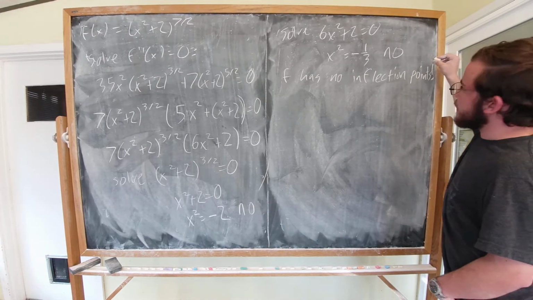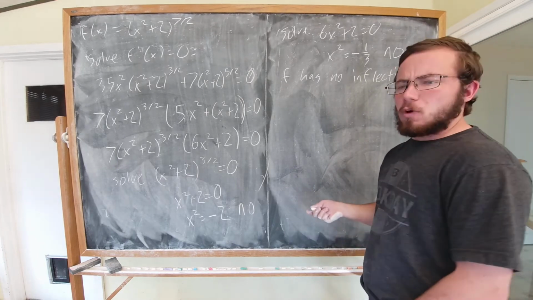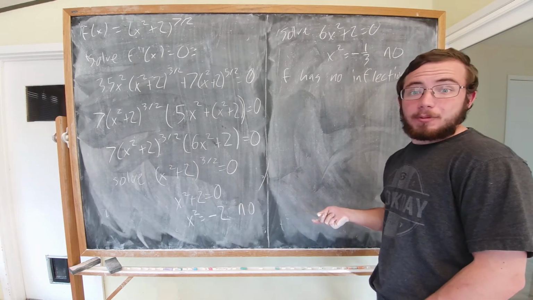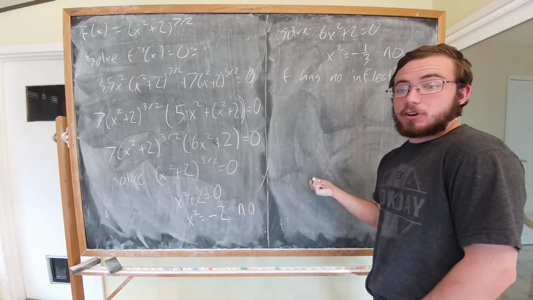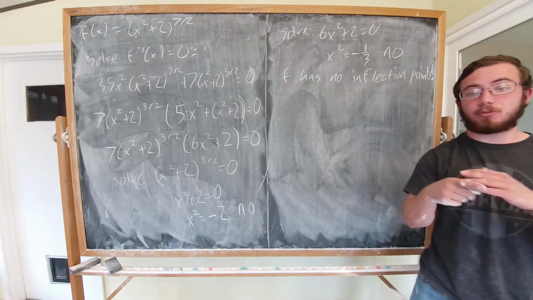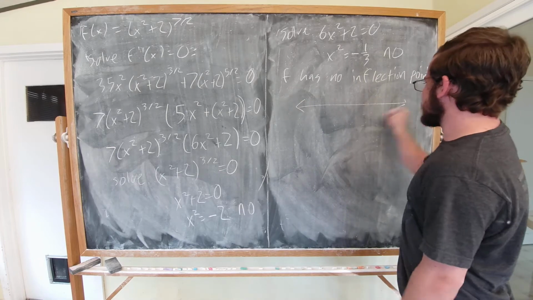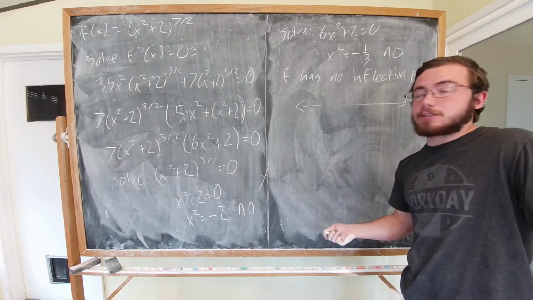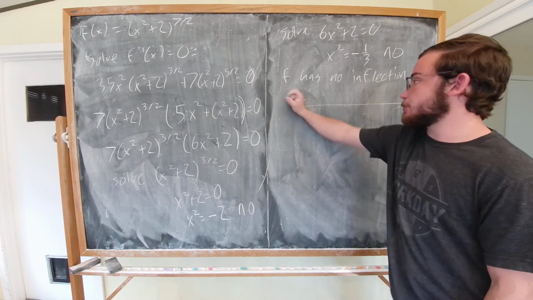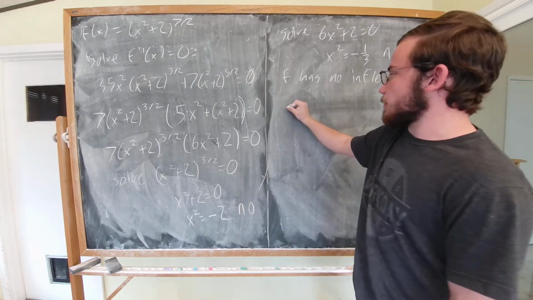We can just conclude that straight off the bat. We still want to find when f is concave up or down though. Well, if we have no inflection points to check, no critical numbers to check, the whole number line is just a single interval. And we can pick a test point anywhere. I'm going to choose 0.